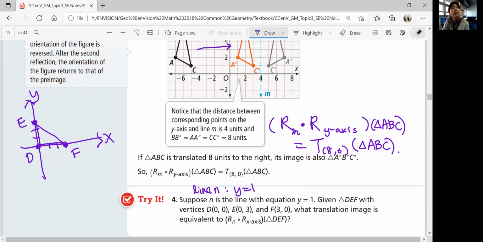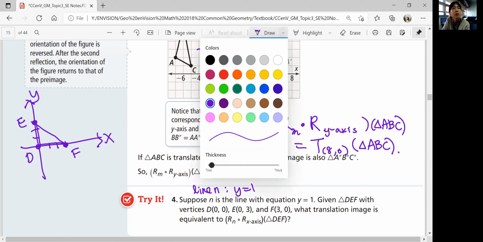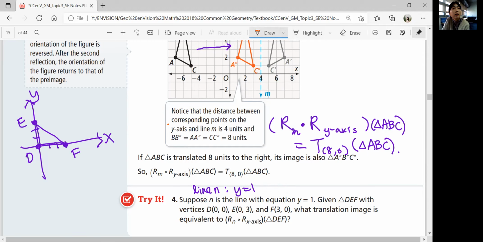Okay, first let's reflect. First, you reflect this triangle across the x-axis. All the points on the x-axis would remain the same by definition, by the property of reflection, right? So your D prime is still here, F prime is still here. Your E prime should be, however, on the opposite side of the x-axis, which is right here, 3 units away. So your triangle now looks like this. That is your first reflection.